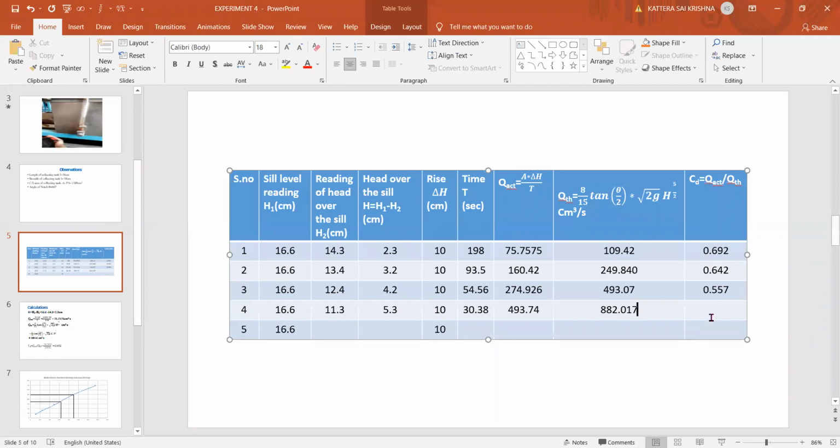We'll ask Anil because he'll be ready every time. Anil, tell the value of CD. Sir, 0.559. 0.5594, 0.559. Good. Right. So we have reached the last reading.